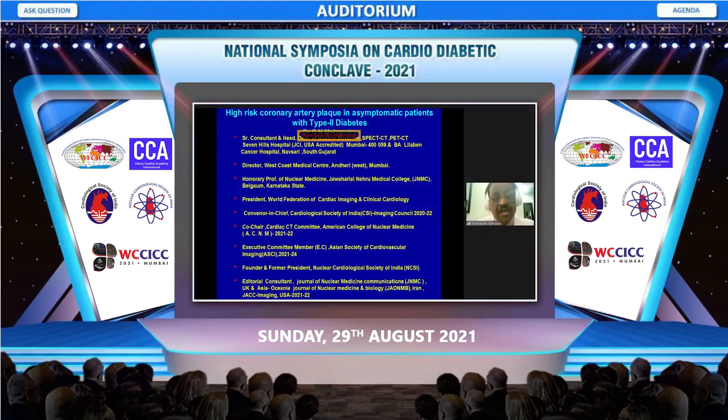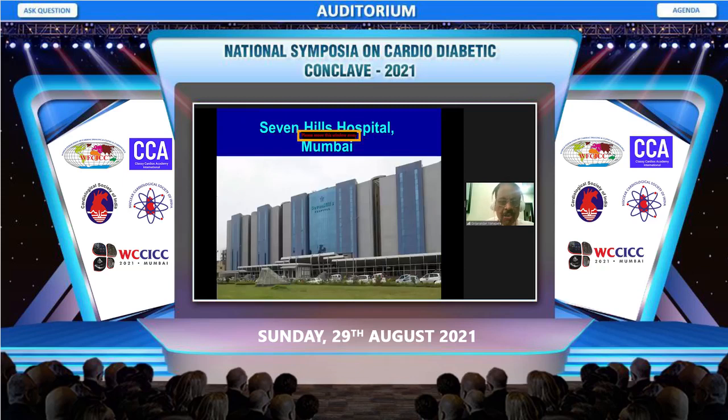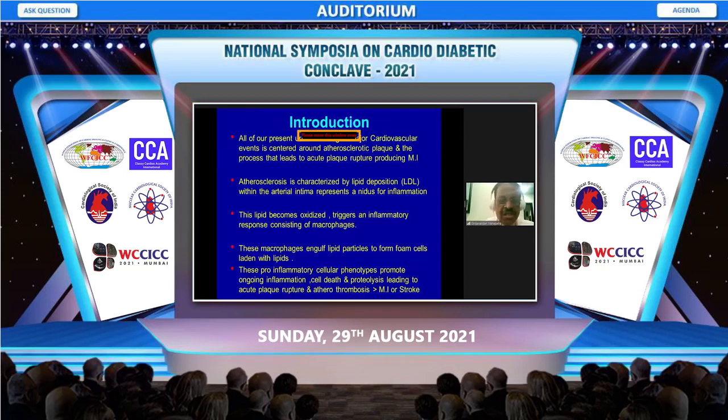So I'll be speaking on high-risk coronary artery plaques in asymptomatic patients with type 2 diabetes mellitus. All our present understanding of cardiovascular events is centered around the atherosclerotic plaque and the process that leads to acute plaque rupture.